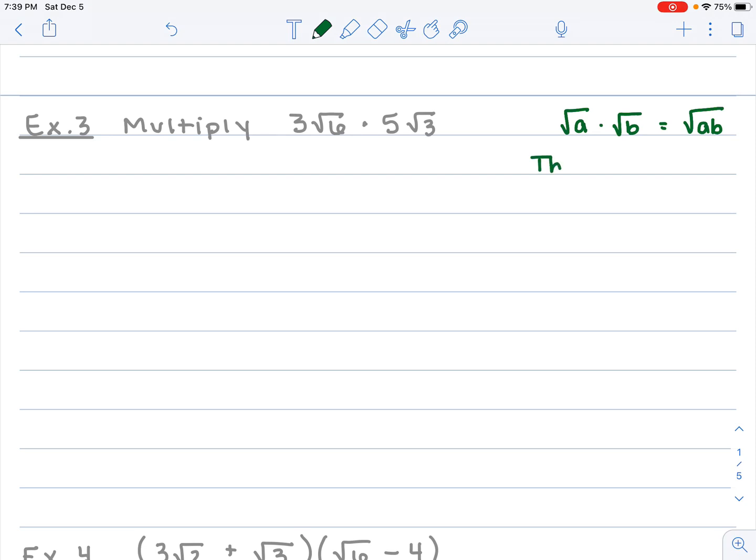So this is kind of like 3x times 5y, where x is radical 6 and y is radical 3. When we do this, we can multiply the like terms 3 and 5 and get 15, and combine the x and y into xy.